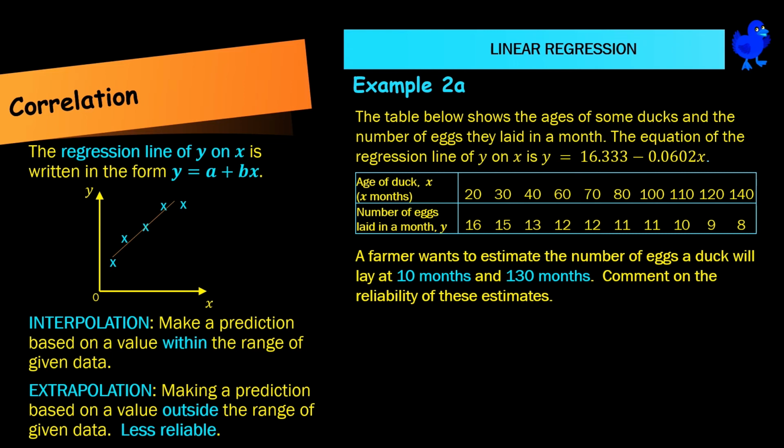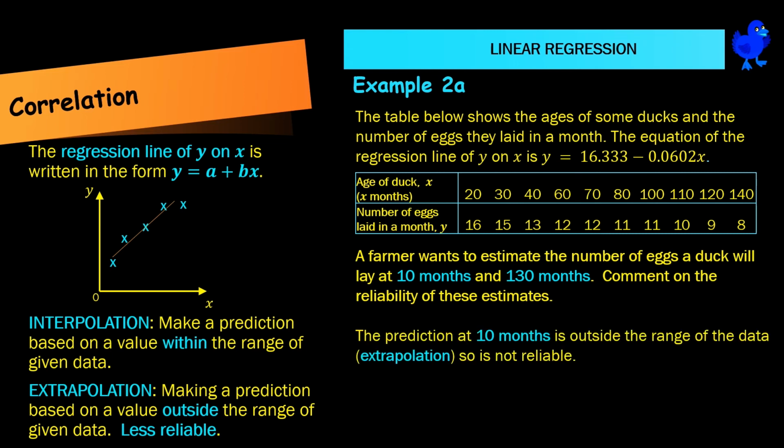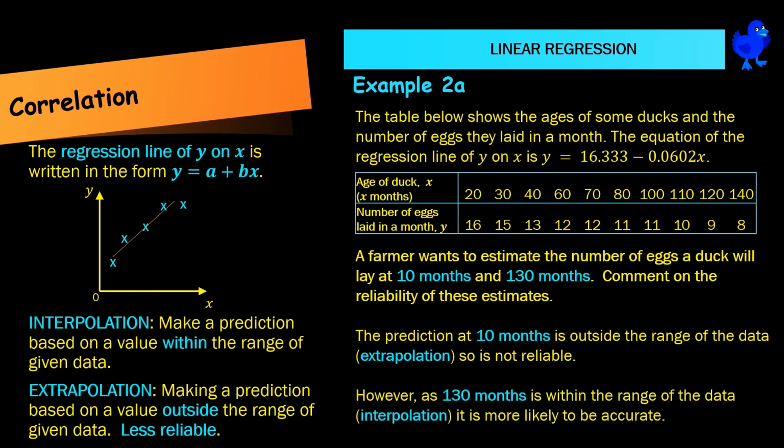So let's have a go at this. The prediction at 10 months is outside the range of the data, so is not reliable. Notice that the lowest age we have in our range is 20, and 10 is less than that. However, as 130 months is within the range of the data, as shown here, it is more likely to be accurate, as we would be interpolating.